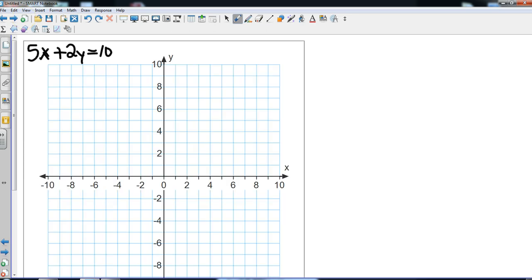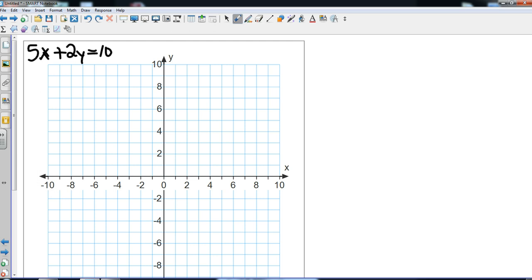Okay, so for 4, 5, and 6, we're going to graph these. What's the easiest form to graph in? Just say it. Y equals mx plus b. So we want to get everything into y equals mx plus b form.